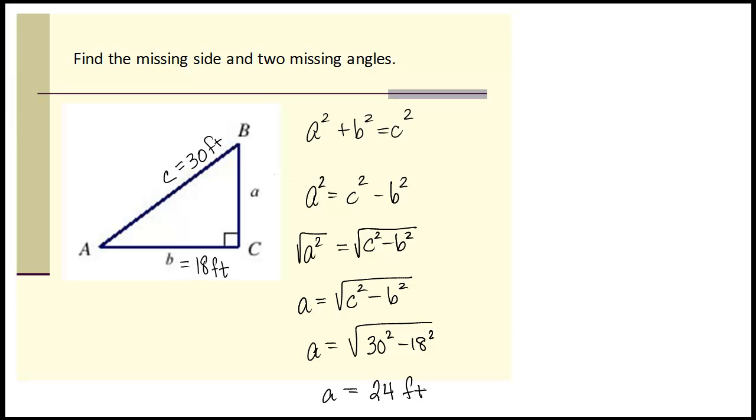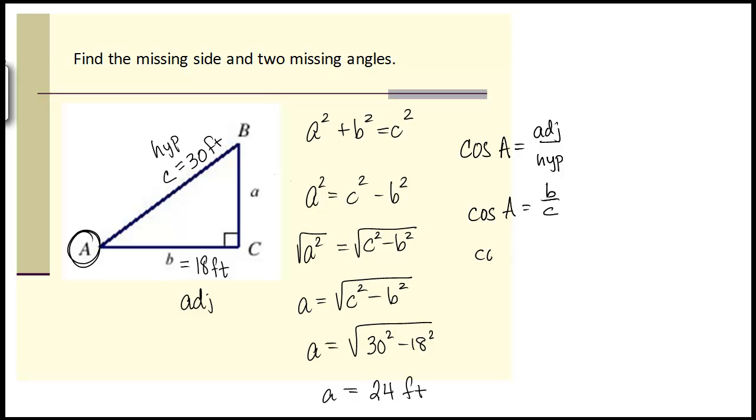Now let's take a look at angle A. With respect to angle A, B is going to be the adjacent. C is going to be the hypotenuse. So what trig function uses the adjacent and hypotenuse? That would be cosine. Cosine of angle A is going to be adjacent over hypotenuse, or B over C. So that means that the cosine of angle A is going to be 18 over 30. Now in order to find out what angle A is, I'm going to take the cosine⁻¹ of the fraction 18 over 30. I'm going to plug it in my calculator like it is.